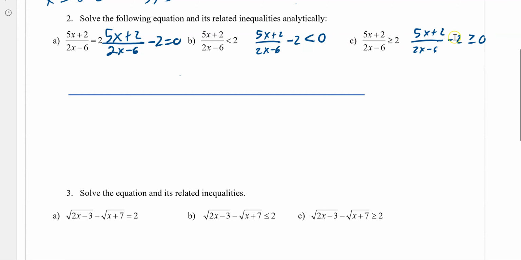So we set it equal to 0, or less than or greater than. All right. The one thing that's different now is we have domain restrictions. So you do want to write your domain here. And our domain here is x cannot be 3.